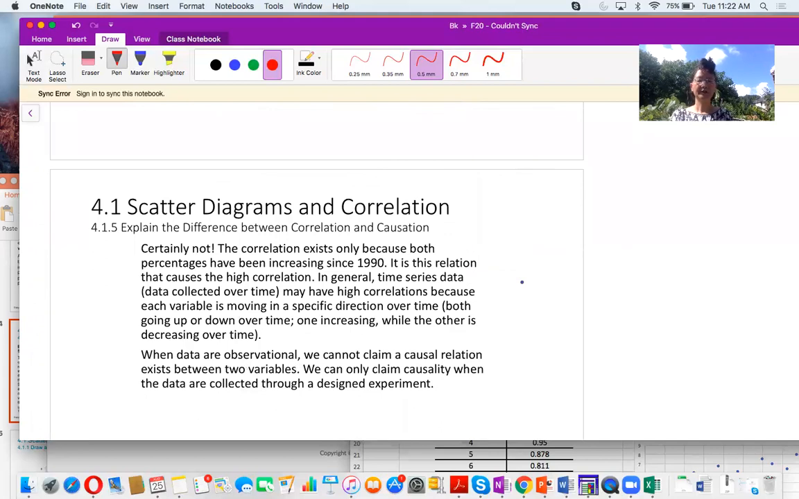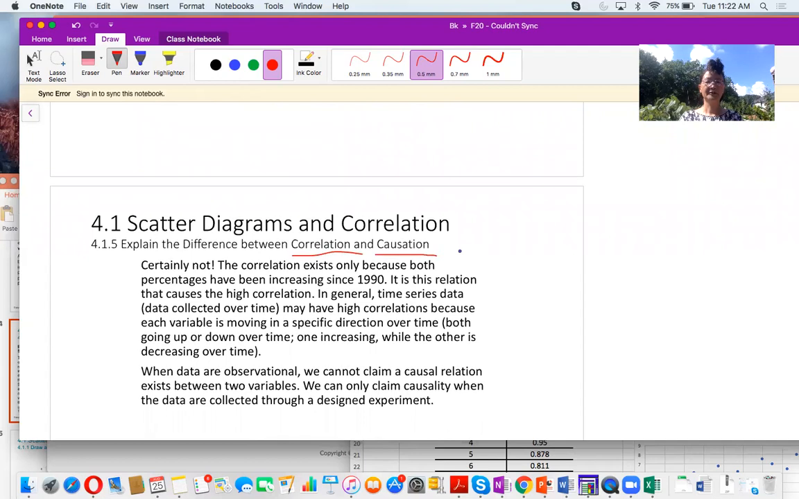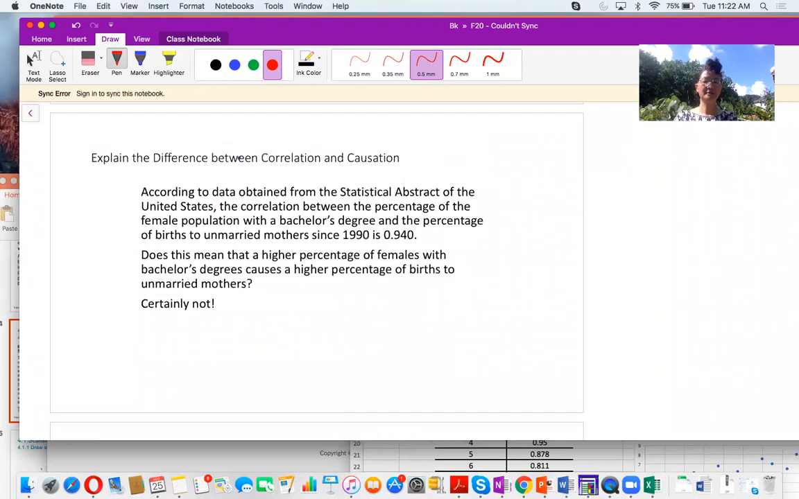Okay. So far we talked about the scatter plot. We calculate the linear correlation coefficient, and we also test if there is a linear relationship between two variables. Next, we will explain the difference between correlation and causation. We are going to use an example to explain the difference between correlation and causation.